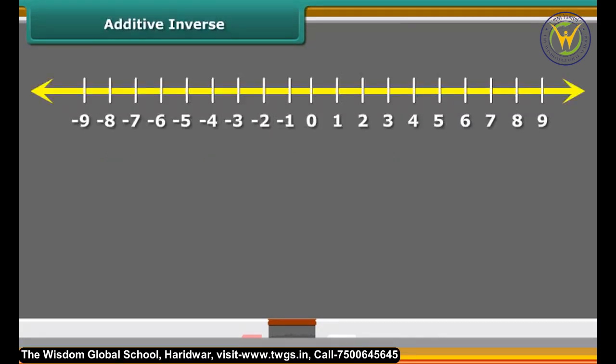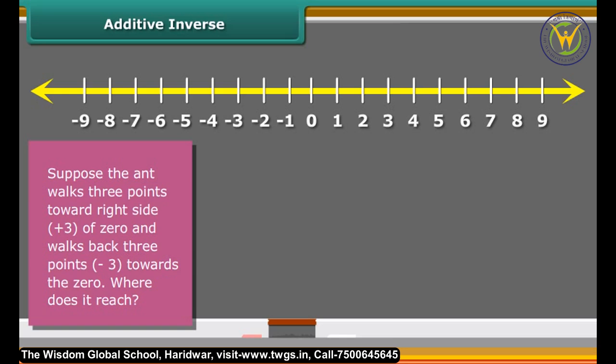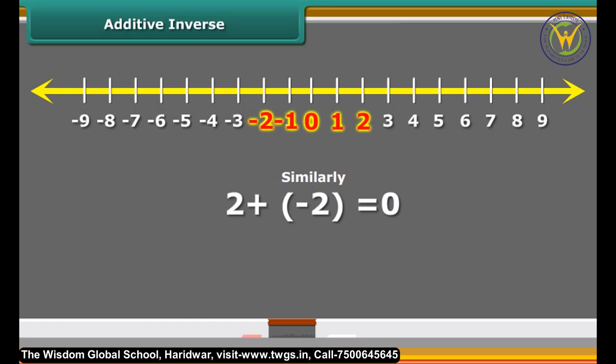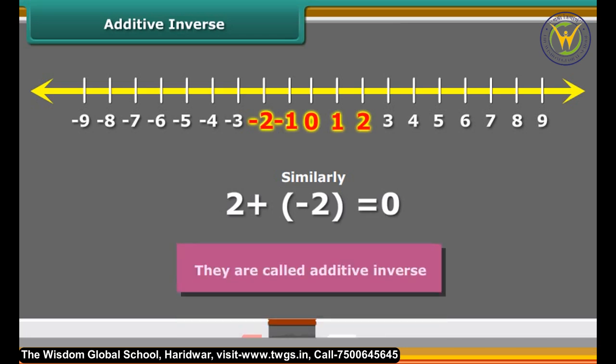Now we will learn additive inverse. Suppose the ant walks 3 points from 0 to the right side and walks back 3 points. Where does it reach ultimately? You can see that it will reach 0. We add 2 and -2. We obtain the sum as 0. Numbers such as 3 and -3, 2 and -2, when added to each other, give the sum 0. They are called additive inverses.